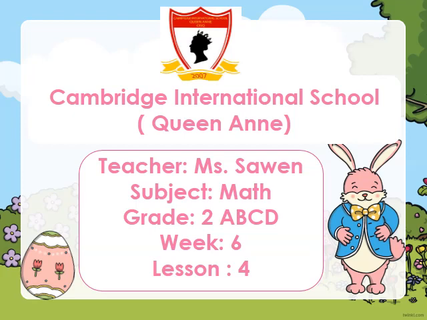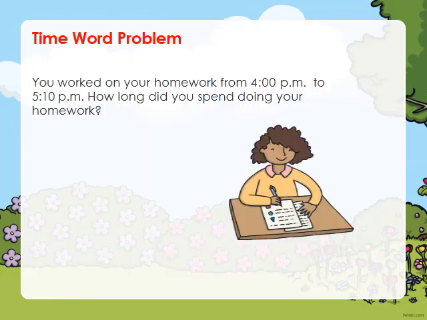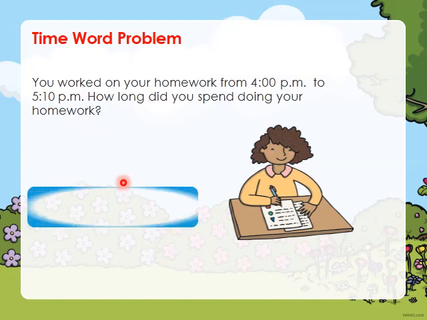Now we are in week 6, lesson 4. Let's start with doing some examples about time word problems. First example, we have this girl. She's doing her homework. You worked on your homework from 4 o'clock to 10 past 5. How long did you spend doing your homework? You start at 4 o'clock to 10 past 5. How long did you spend doing your homework?